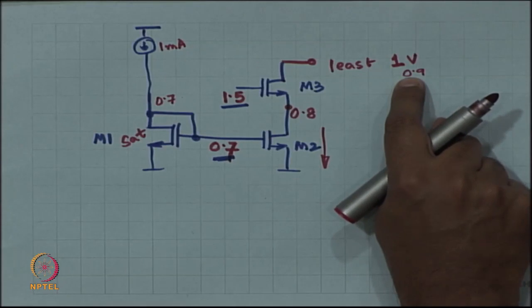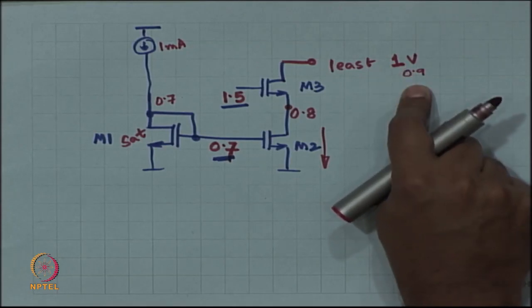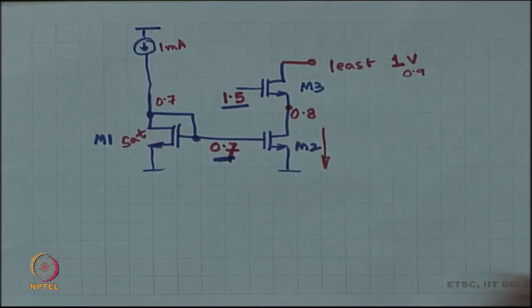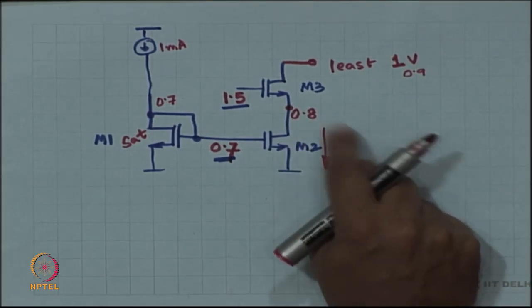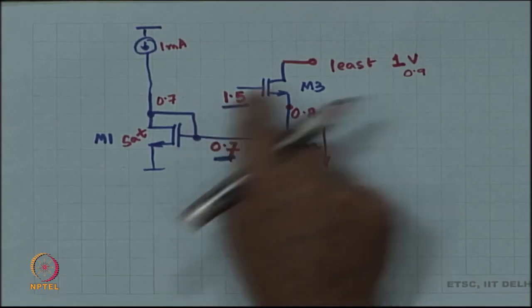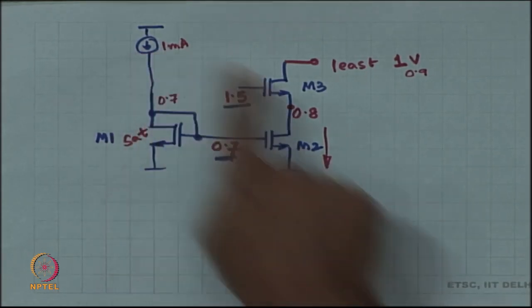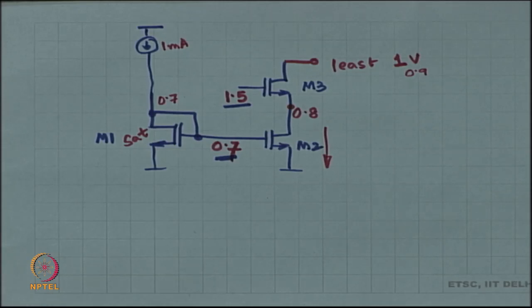So, when I decrease this below 1 volt, this source is now going to drop from 0.8, it is no longer going to be 0.8, it is going to go down, right. How much it goes down depends on these other voltages, the device parameters and so on. But M2 is still in saturation, which means that 1 milliampere is still being conducted.